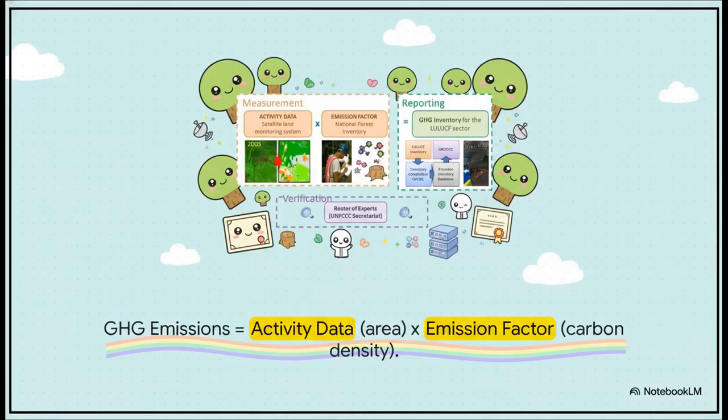And this right here, this is the core calculation at the heart of it all. Greenhouse gas emissions are basically estimated by multiplying 2 key pieces of information. First, you've got activity data. Think of this as the area of change, like how many hectares were deforested, which you usually get from satellite monitoring. You multiply that by an emission factor, and that's the carbon density, or how much carbon is lost or gained per hectare, which you get from doing on-the-ground inventories.